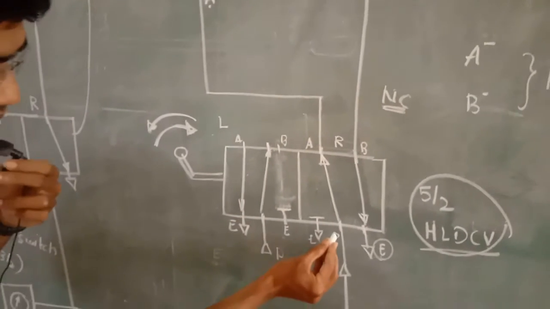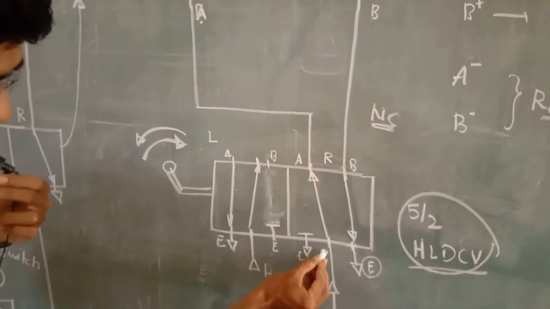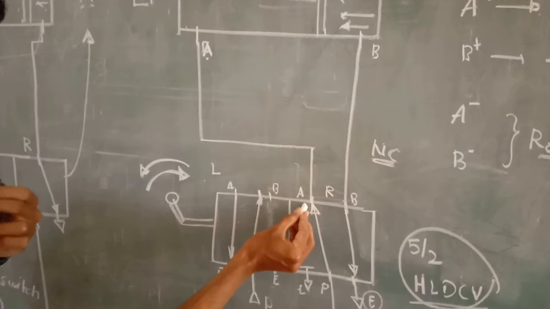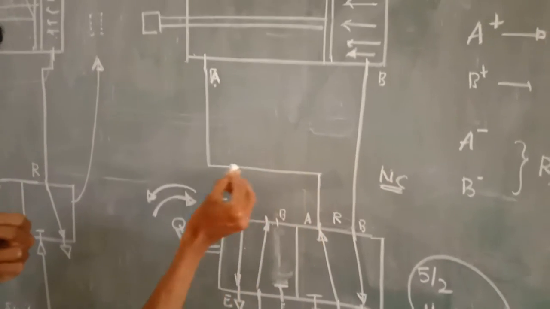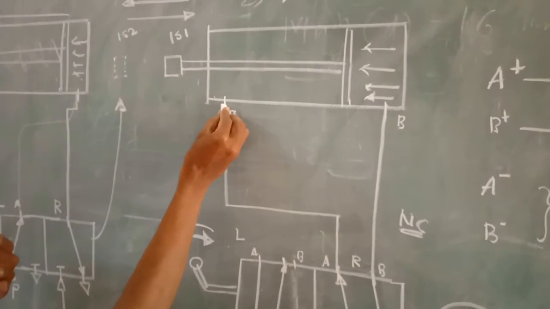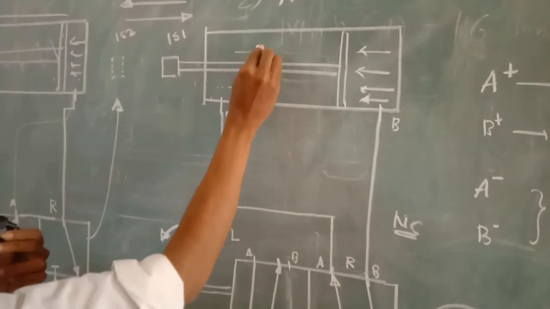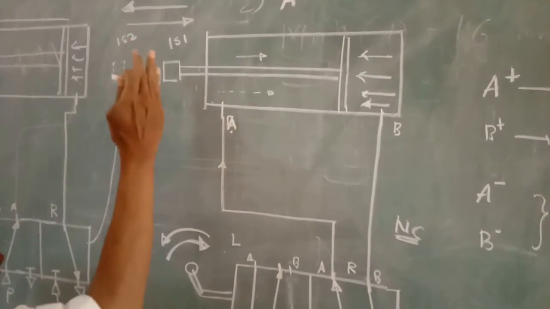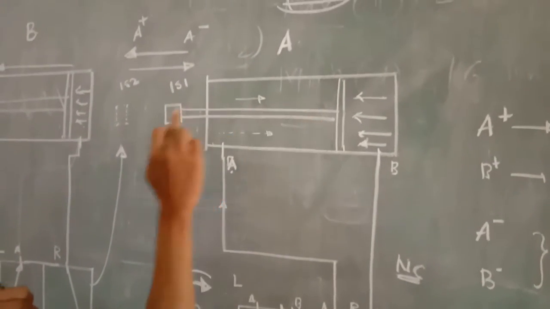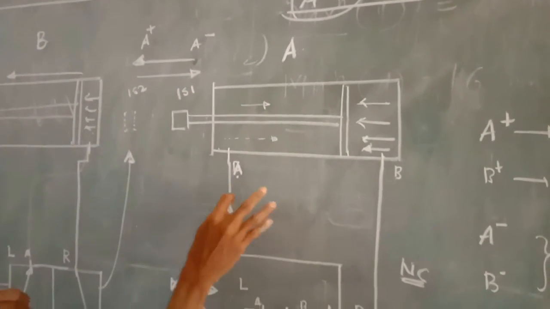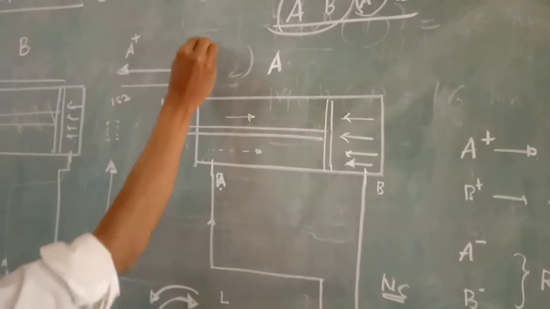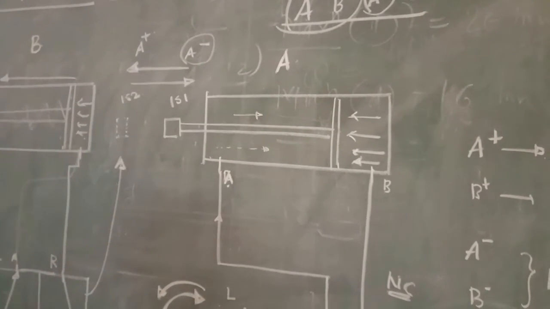At the same time, the pressure port is connected to the A port. This A port is connected to the left side of the double acting cylinder. That means pressurized air will enter on the left side, and the piston moves to the retracted position. This is the A minus position. So initially cylinder A is at the A minus position. This is called the normally closed position.